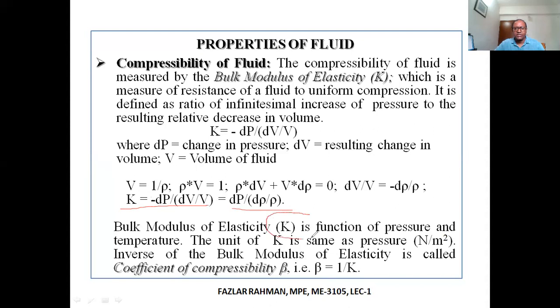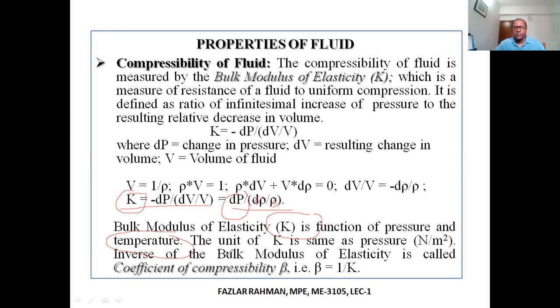The bulk modulus of elasticity K is a function of pressure and temperature. You see there is a dP, that means K is a function of pressure, and here d rho by rho is a ratio. Pressure also depends on temperature. That's why they say K is a function of pressure and temperature. And what is the unit of K? Both of these expressions have the same unit. Only dP has a unit, so the unit of K will be the same as the unit of pressure.